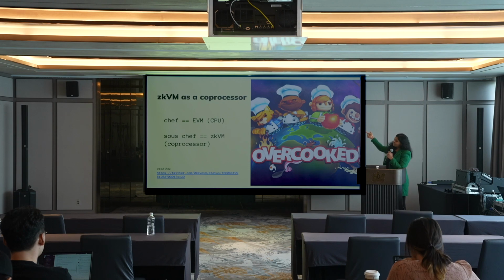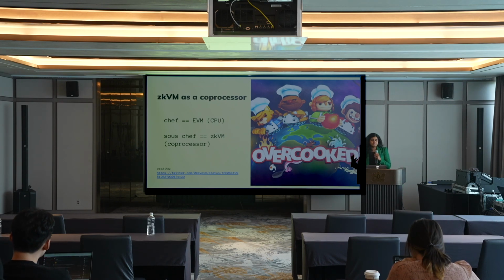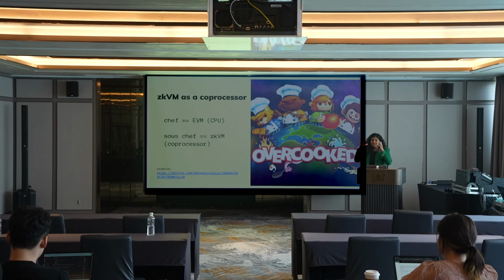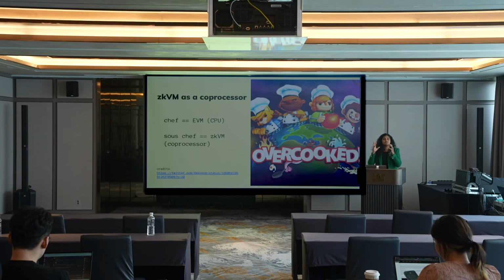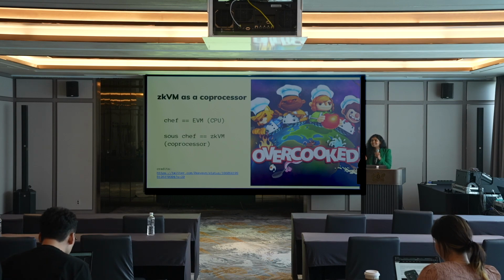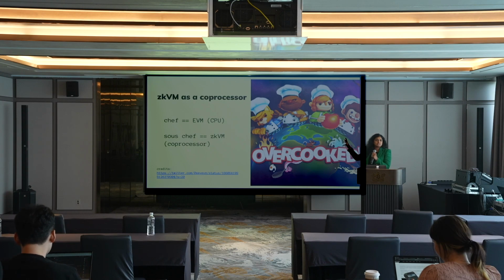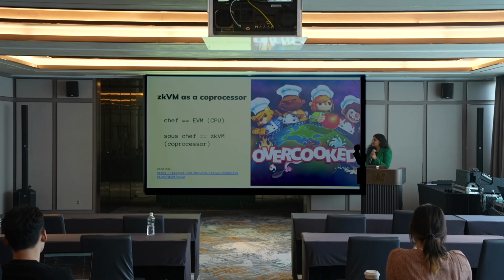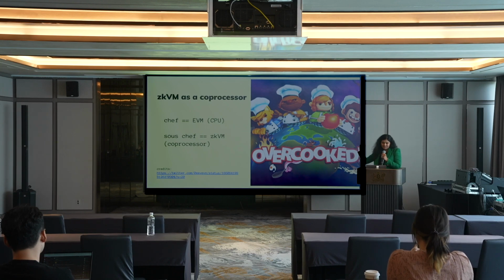So when you think about zkVMs, the general purpose zkVMs that I'm talking about, you can think of them as similarly the sous chef in this context, or co-processor. The EVM is your central processing unit. You are using it for smart contracts, your security, your consensus. And then you can leverage the zkVM as a co-processor to do really computationally heavy things that are prohibitively expensive because of gas cost on-chain. That's the example here with the co-processor.